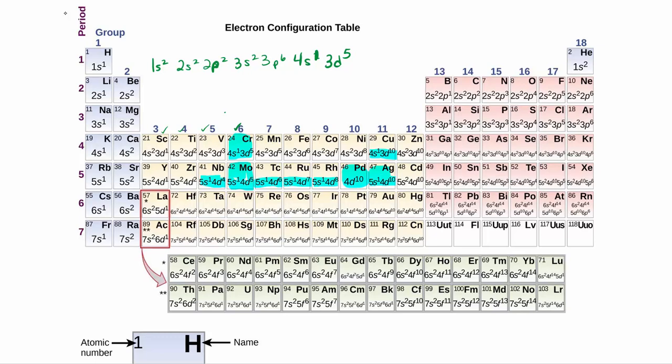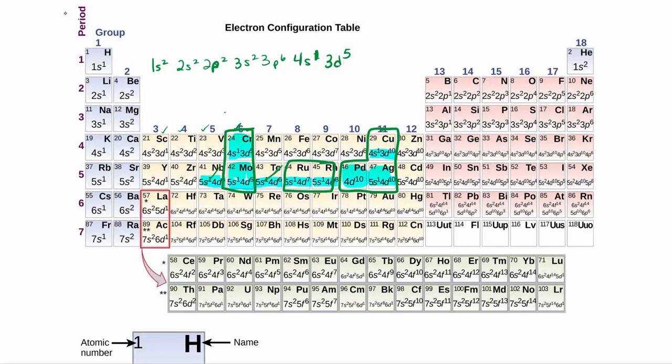And the ones that you need to know, I know I highlighted an awful lot here, but chromium and molybdenum for sure, copper, silver, and palladium for sure, maybe ruthenium and rhodium. You shouldn't need to know these two for my class, but the ones that I have circled for sure. So that is building a full electron configuration.